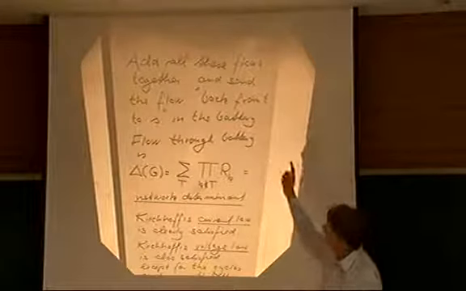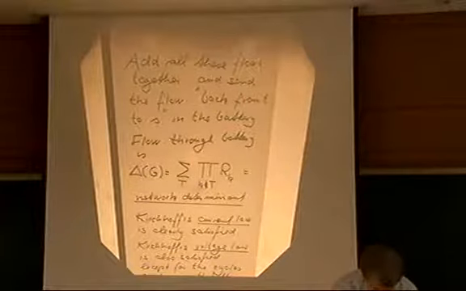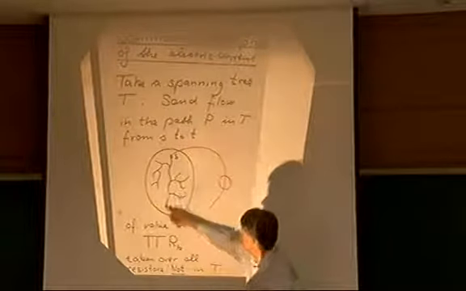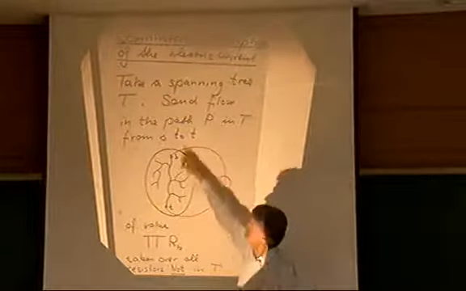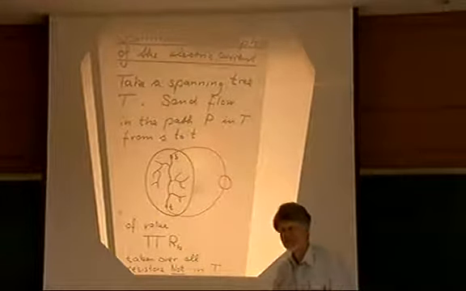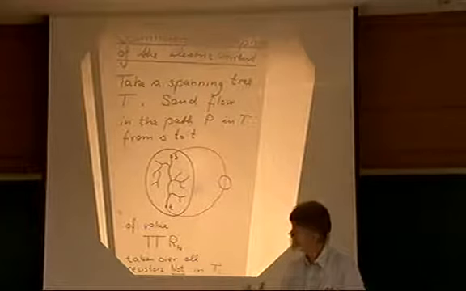Then we add all these flows together. And I should say just one thing about the previous transparency. Whenever I have added some flow through here, I send the same flow through this one, so that I really have something where the incoming current is equal to the outgoing current in every vertex.